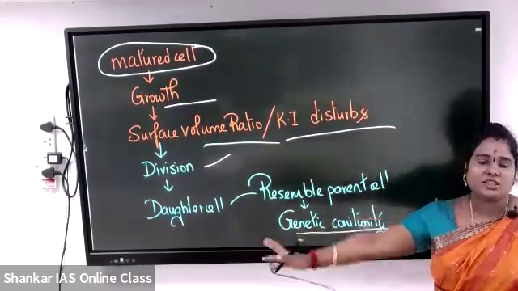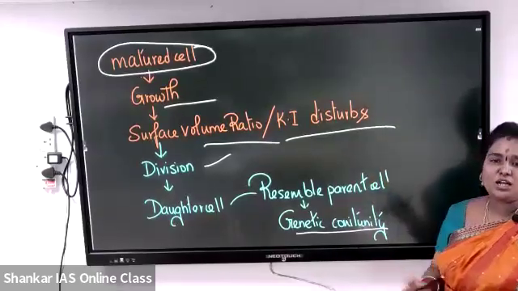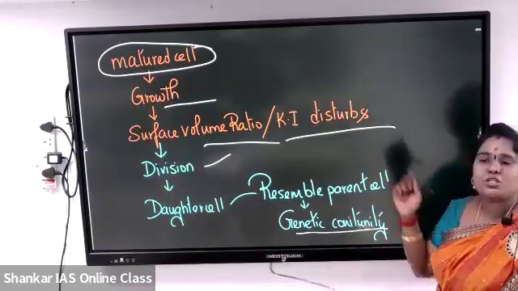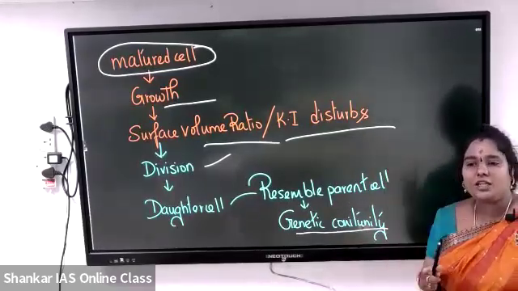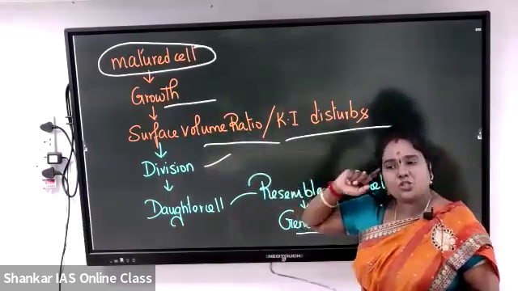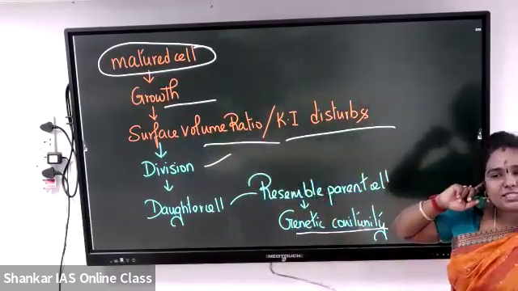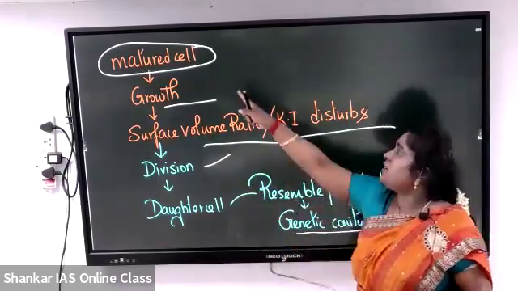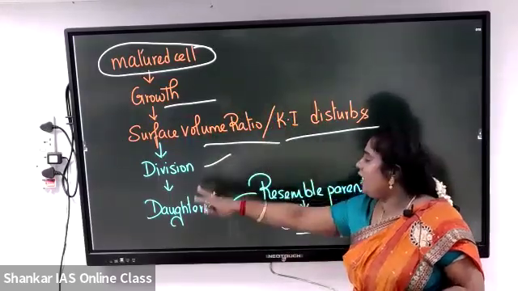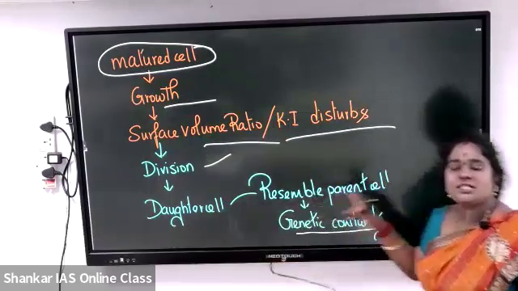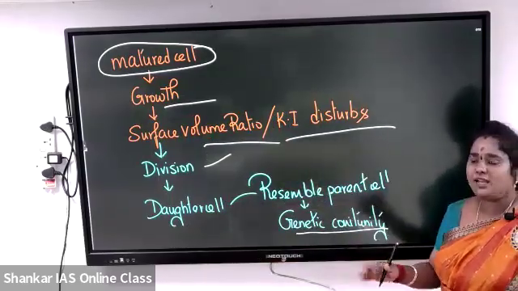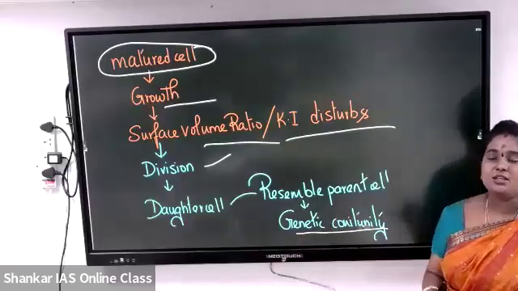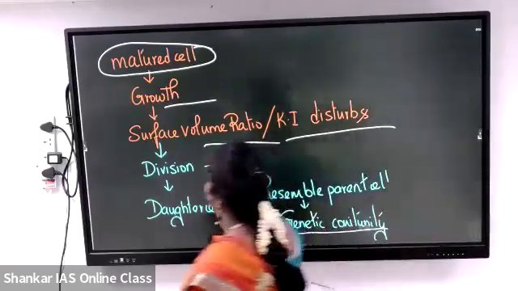Whatever I explained right now, I made into one flow chart to give you a clear picture of what I taught you. What I say again, when it becomes a matured cell, it undergoes growth. When it undergoes growth, there is a surface to volume ratio difference and a karyoplasmic index ratio difference. Because of this variation, it undergoes a division. This matured cell, we call it the mother cell. It divides to produce a daughter cell, and this daughter cell will definitely resemble its parent, and that shows a condition called cell lineage or genetic continuity. So this was a clear idea about what I taught you till now.